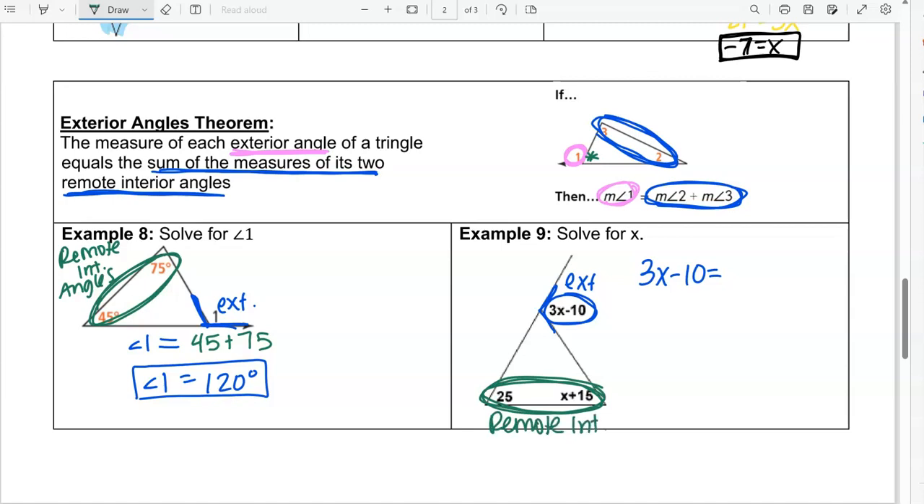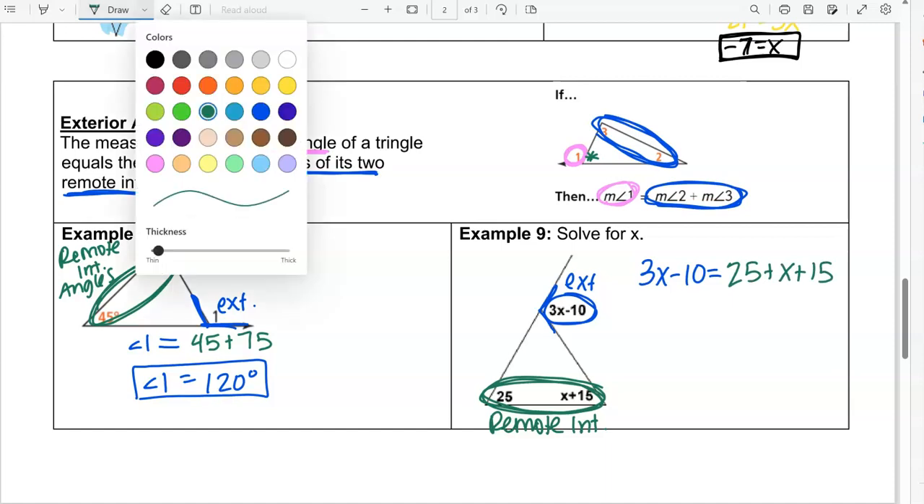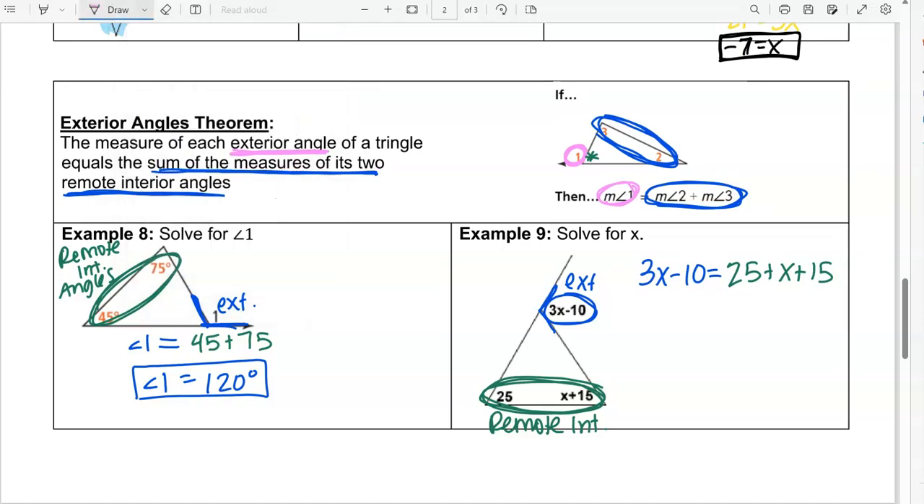So I'm going to add my remote interiors together. So we've got my exterior equals my 2 remote interiors added together, and now we are solving for x. So 3x minus 10, adding 25 and 15 is 40. And now we are going to move our like terms. So subtracting our x's from both sides gets us 2x minus 10 equals 40. Adding our 10, 2x equals 50. And then dividing by 2, x equals 25.